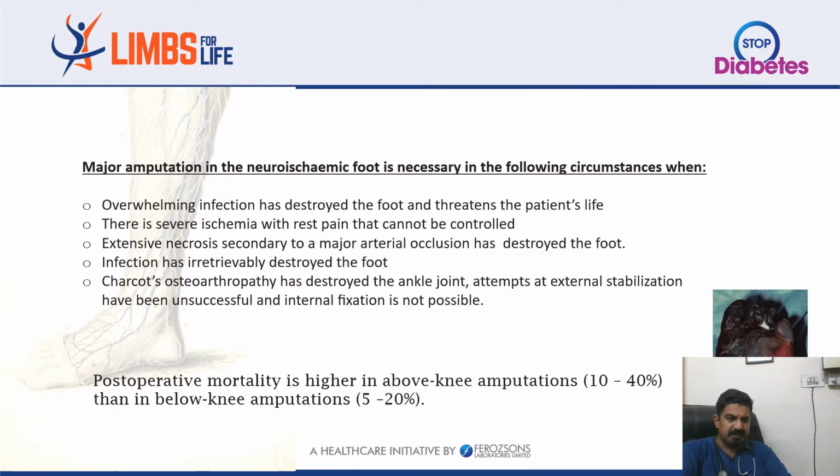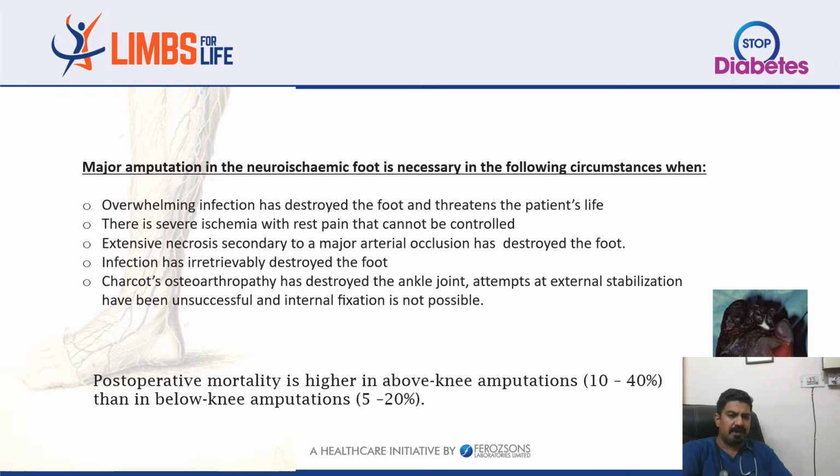Major amputation in the neuroischemic foot is necessary in the following circumstances. There is overwhelming infection which has destroyed most of the structures of the foot, and it is essential to save the life of the patient. There is severe ischemia with rest pain that cannot be controlled. Extensive necrosis secondary to a major arterial occlusion has destroyed the structures of the foot. Infection has irreversibly destroyed the structures of the foot.